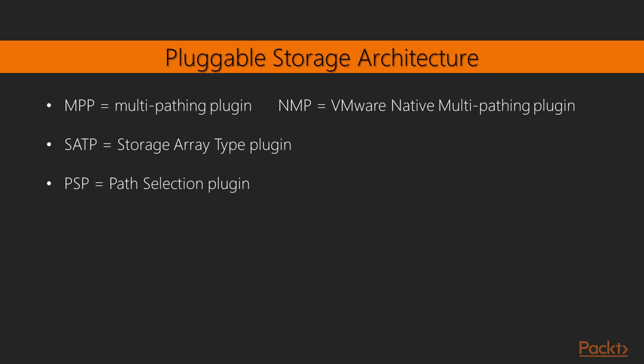And when that's done, we can then plug in the path selection plugin, so that if multiple paths are available, what kind of path selection policy to actually utilize for that data traffic is then determined by the PSP. So it could be the most recently used, it could be a round robin, or it could be a fixed policy, or something else, something maybe much more sophisticated that the storage vendor can then provide as a PSP.